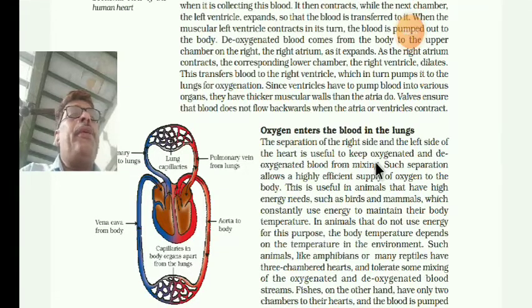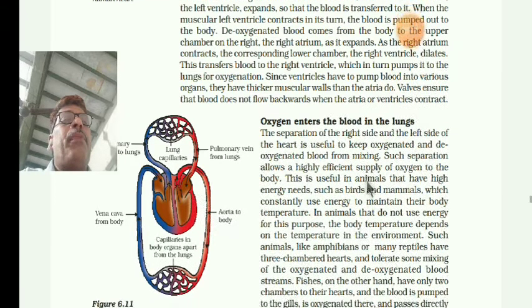Standard 10th, Subject Science, Chapter 6, Life Processes. Dear students, today we'll continue with how oxygen enters the blood in the lungs.